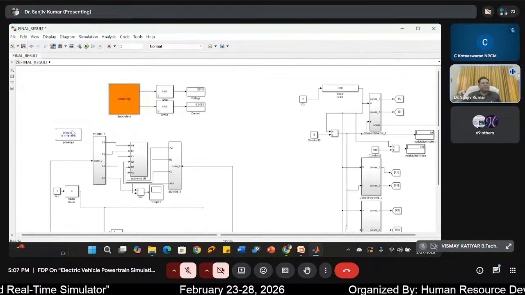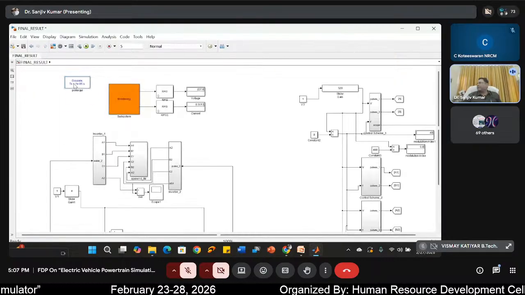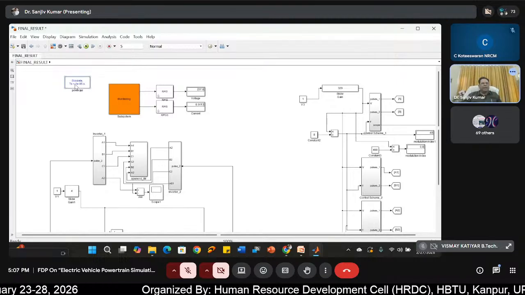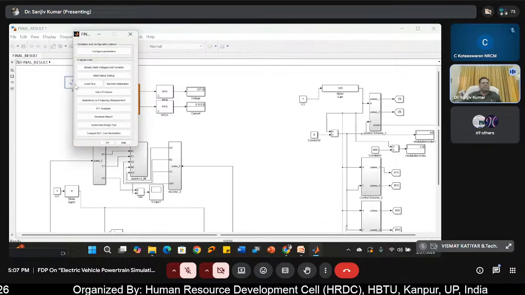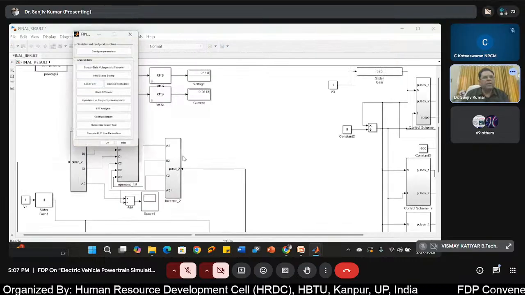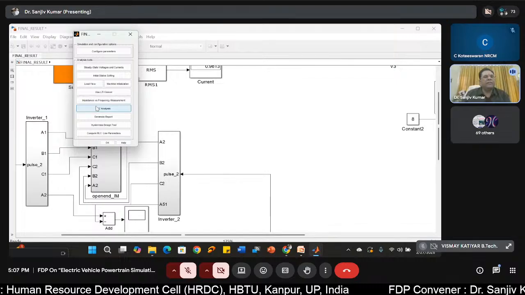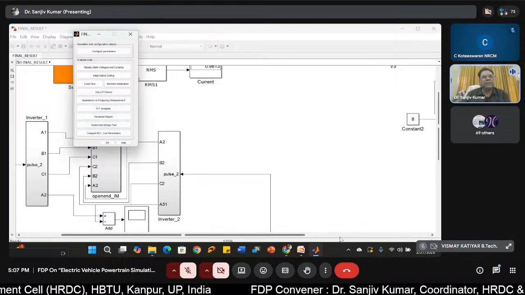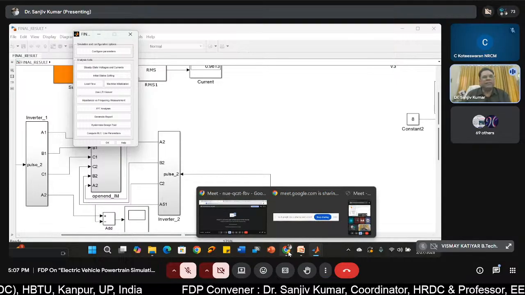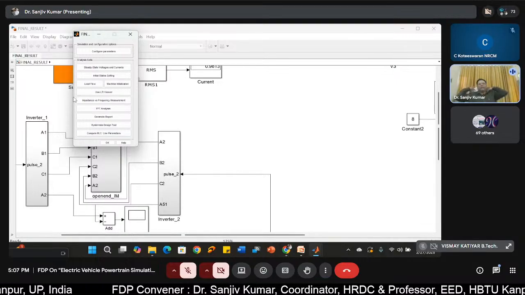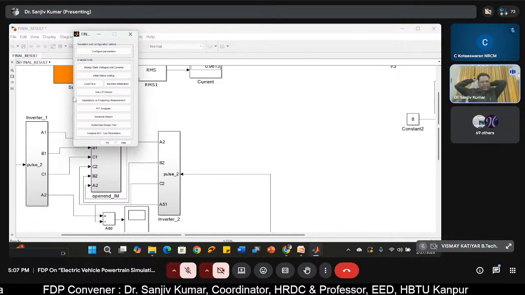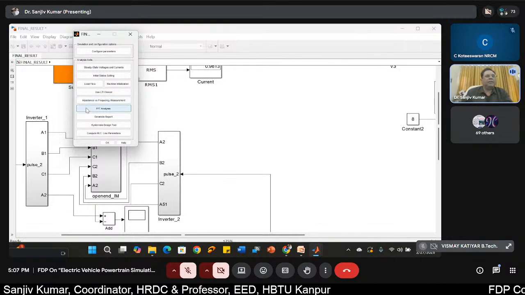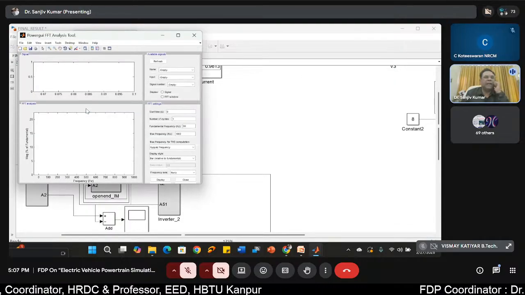Now how to check THD? For that, this powergui block is there. You just double click this powergui block, and here it is FFT analysis. The FFT analysis is there, isn't it? This FFT analysis will give you the harmonic related information. Just click the FFT.